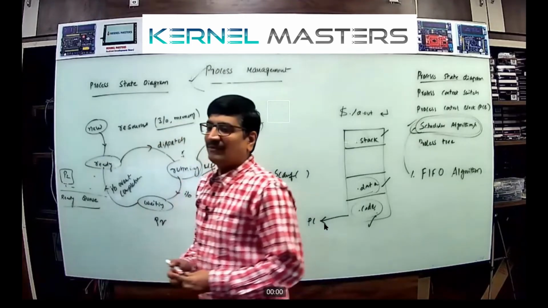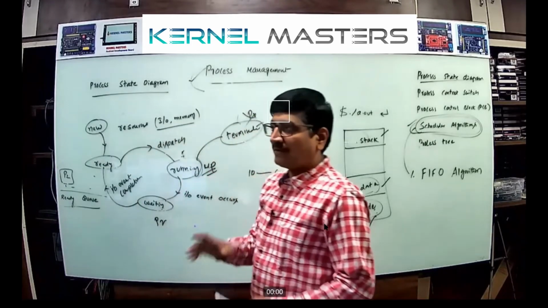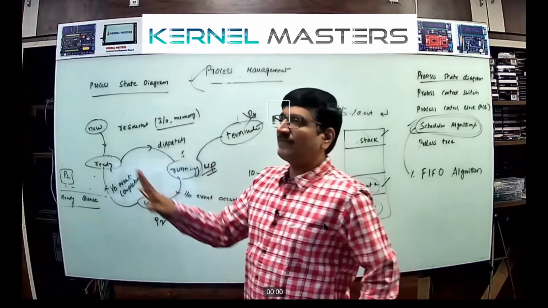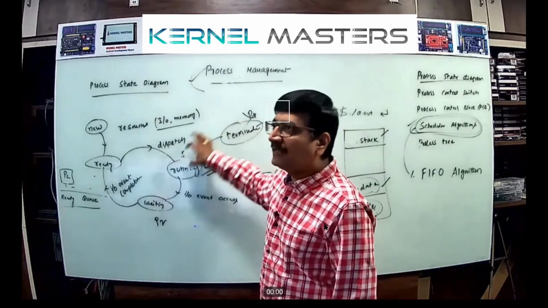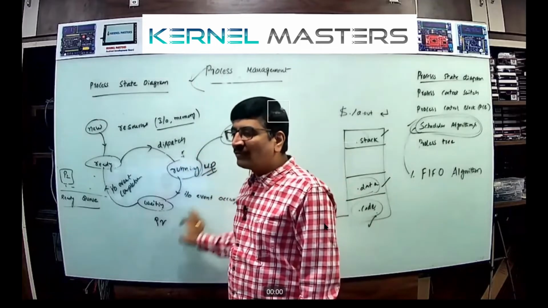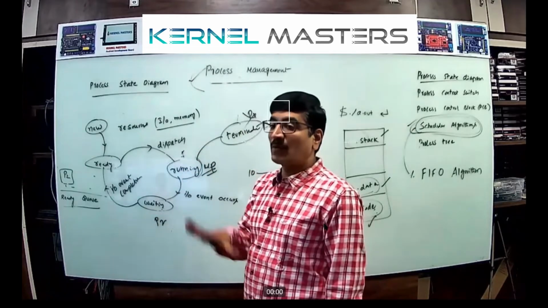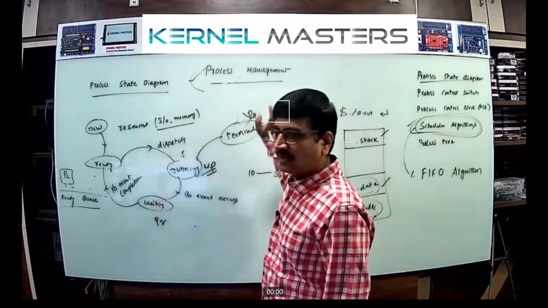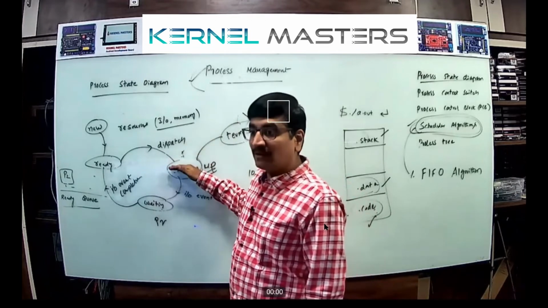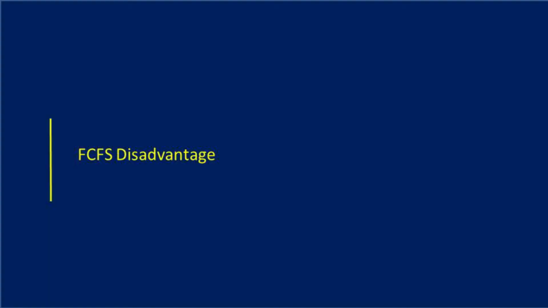The FIFO rule is what? First come, first service. Whoever enters first is assigned first. But whether the process terminates while running, or moves to waiting, the program logic decides. For example, at line number 10 it terminates, the life is over, or at line number 10 it waits. The program sequence decides.